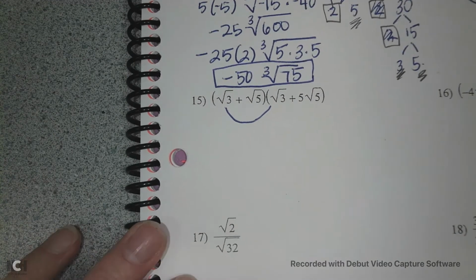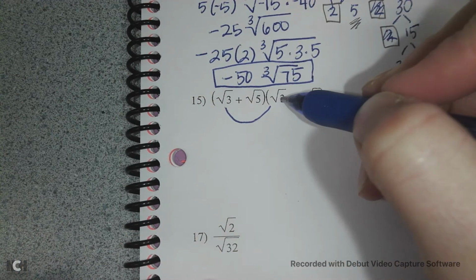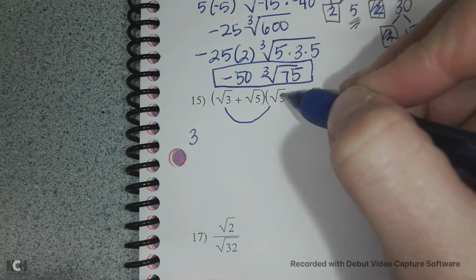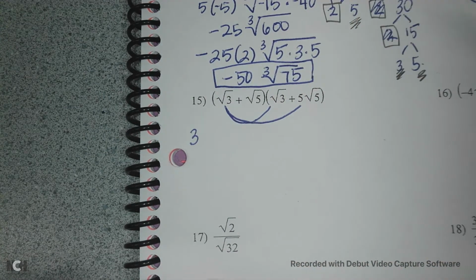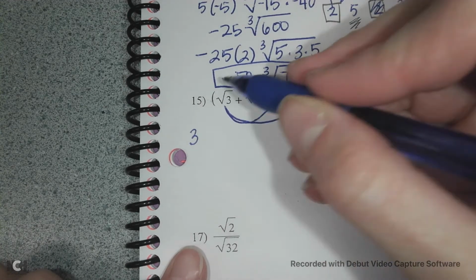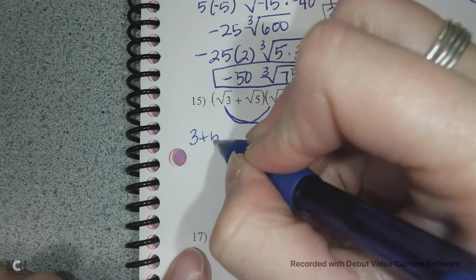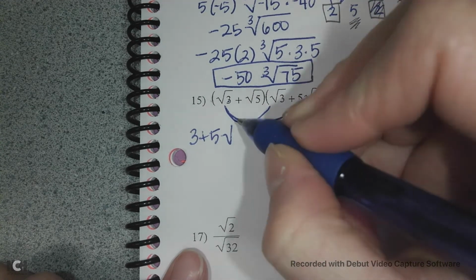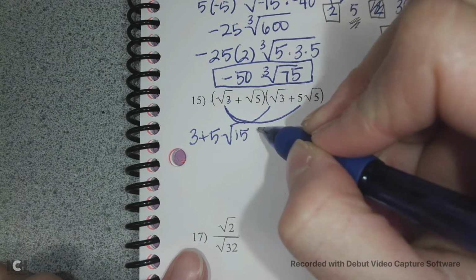Okay, so back to the problem. Root 3 times root 3 is just 3. Okay, so that's my first one. Then I need to distribute my square root of 3 to my 5 root 5. So I multiply my leading coefficients. I have 1 here and 5, so 1 times 5 is 5. And then underneath I have 3 times 5. 3 times 5 is 15.